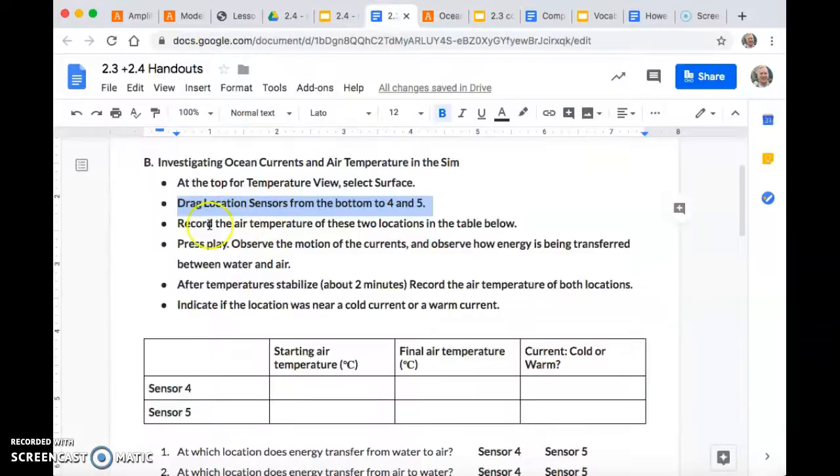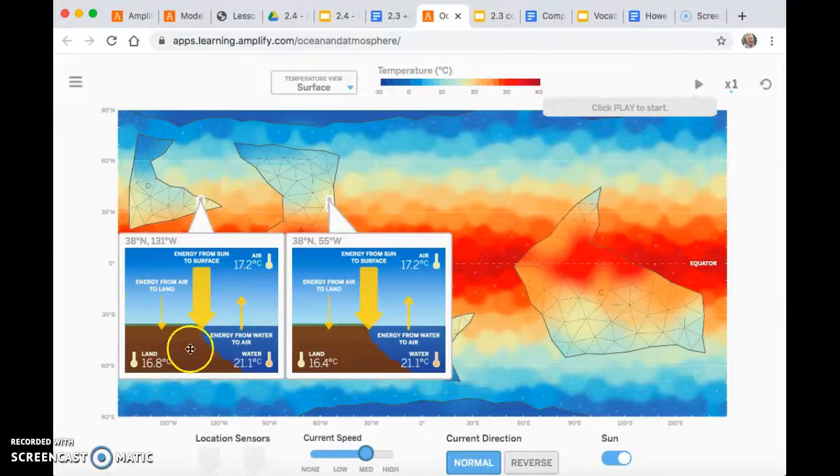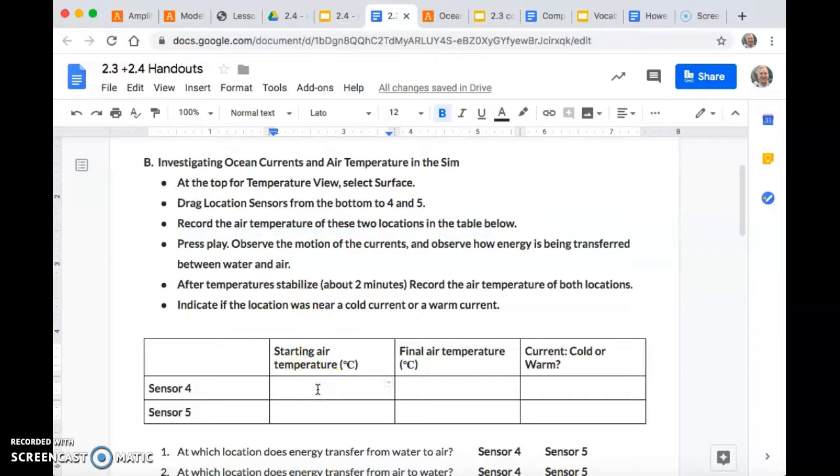Okay, now our next step says record the air temperature of these two locations in the table below. So when you look right here, our air temperature is going to be in the top right corner for each one. So it says 17.2 for me. So I would write that down as the starting air temperature for each one.